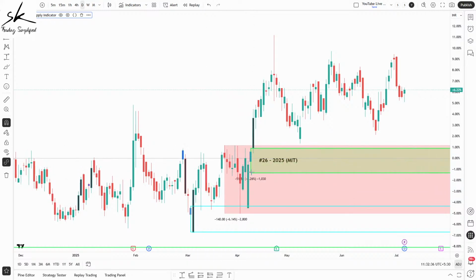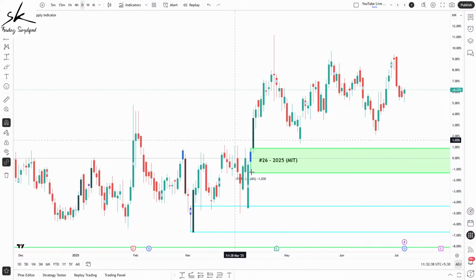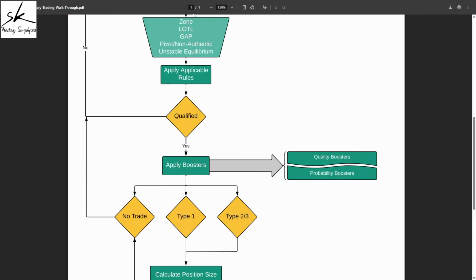So going with the very first condition, which is level on top of level, it is not applicable. Now this zone is not because of a gap, therefore gap rules will also not apply. Pivot non-authenticity is not applicable, because we only apply pivot non-authenticity to a drop-based rally or a rally-based drop. Unstable equilibrium is also not applicable.